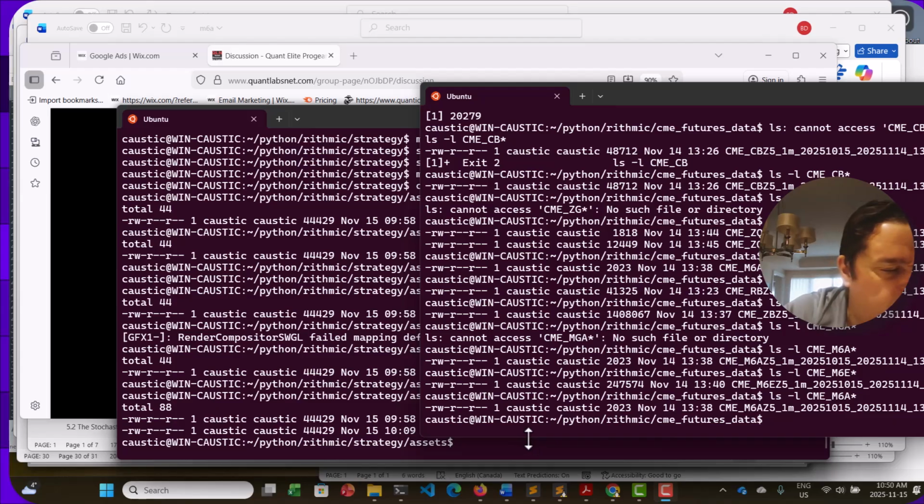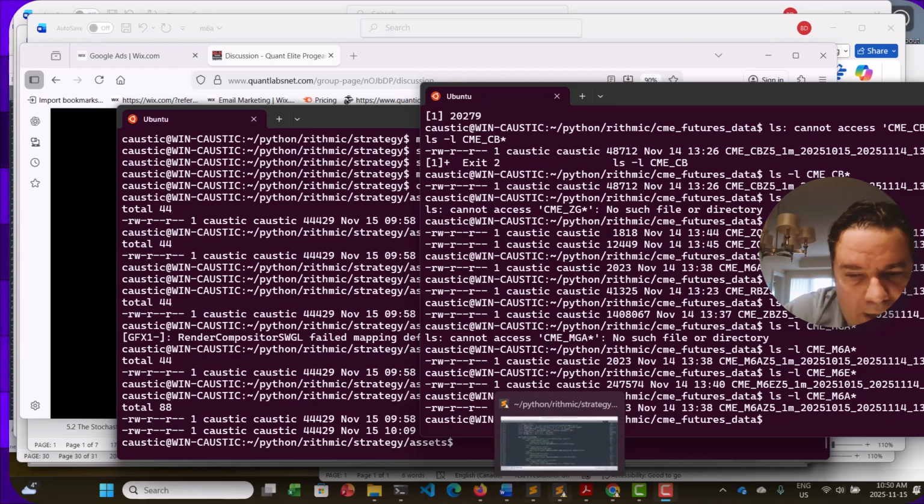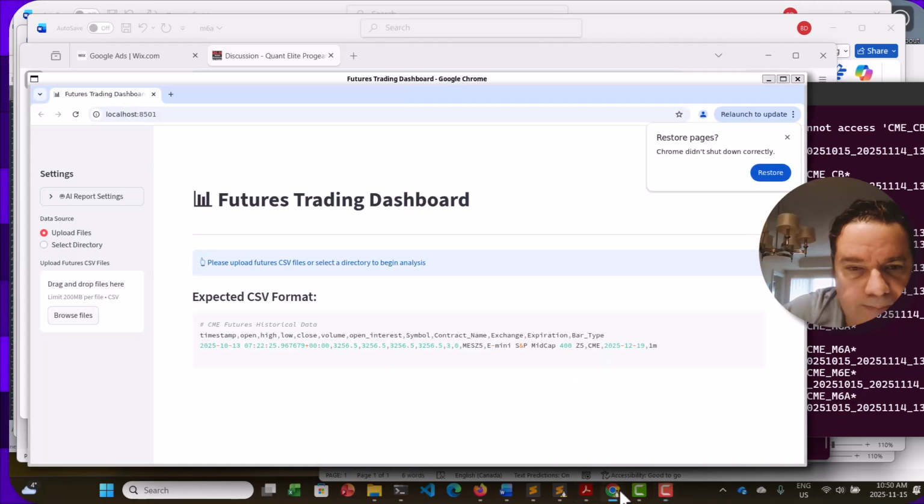Just wanted to go over some of the latest changes I'm using as part of a selection process as I'm about to go live trading. A couple things I have now done. I have shown this dashboard before.